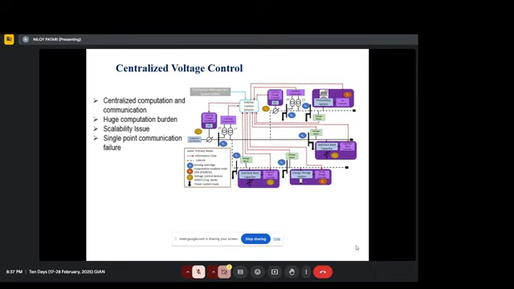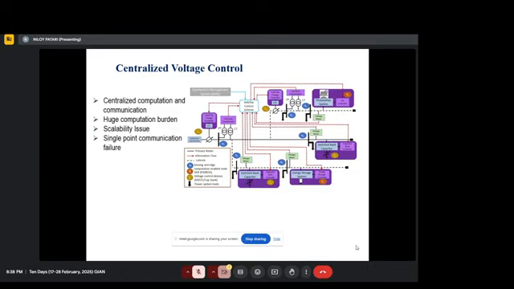So it's a huge computation burden that we have for centralized. Scalability is an issue. Scalability means: how can this architecture work for an increasing number of nodes? So this is what scalability means. Is it scalable? Suppose you have a centralized optimization algorithm.